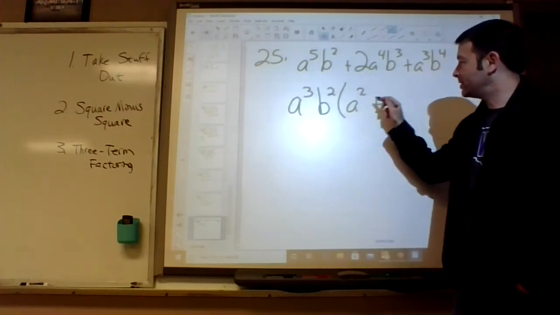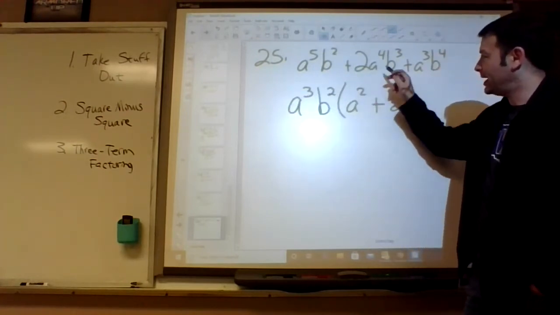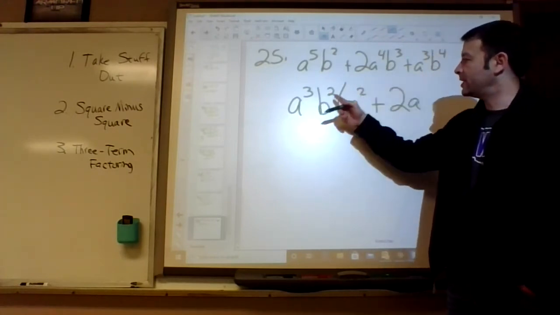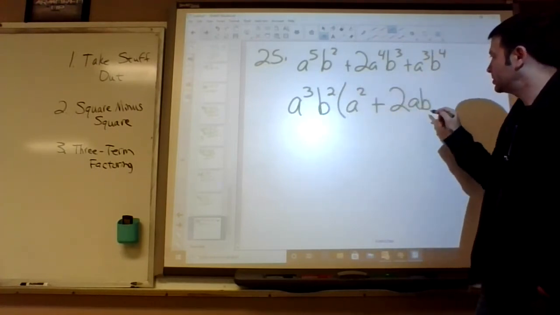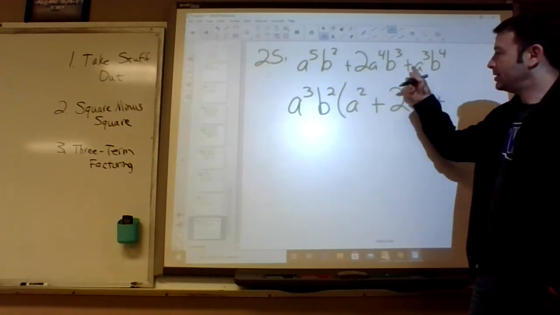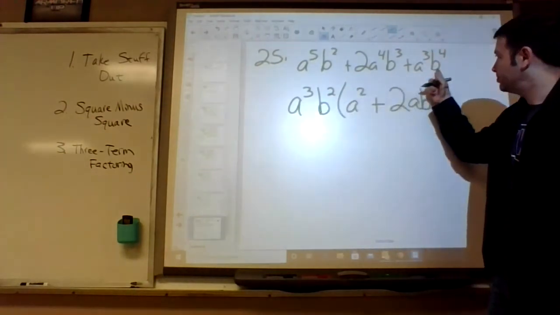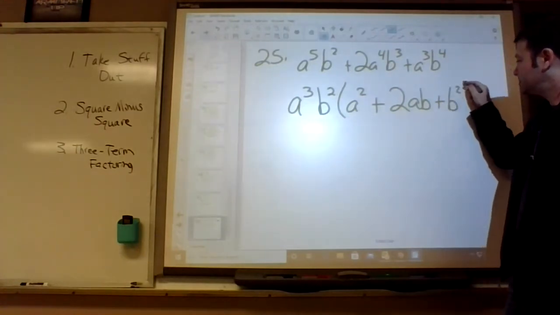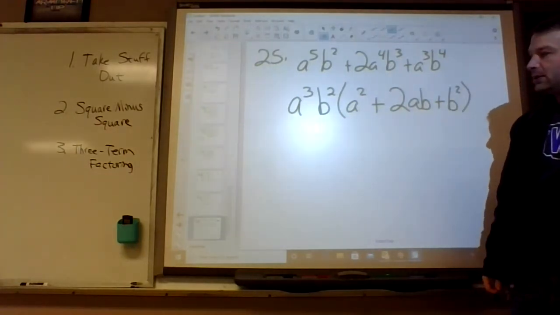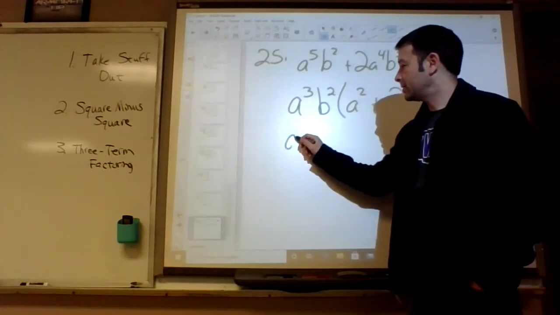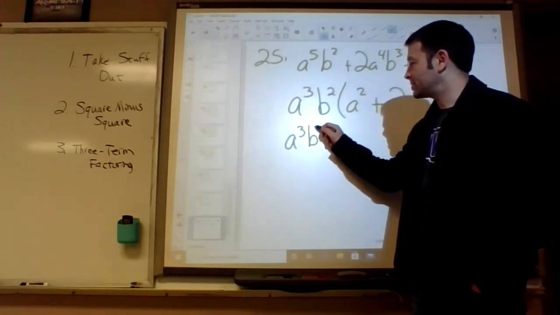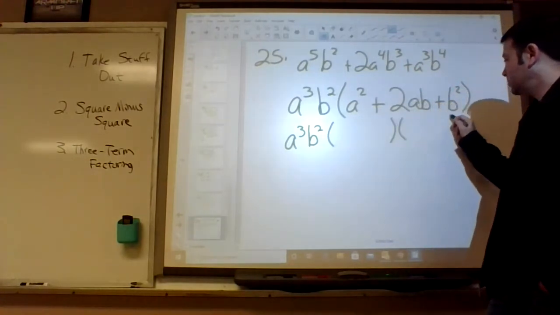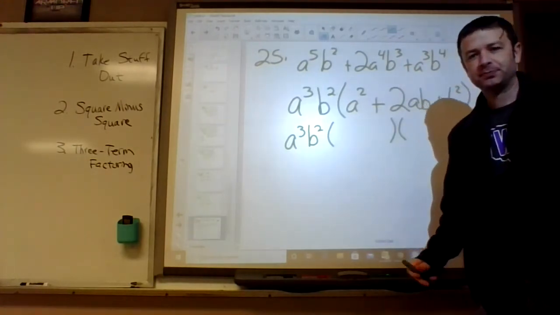The 2 is not divided by anything, so it's going to stay. A4 divided by a3 is a, b3 divided by b2 is b, a3 divided by a3 is gone, b4 divided by b2 is b2. Alright, what is in parentheses is still a 3-term thing that can be factored.